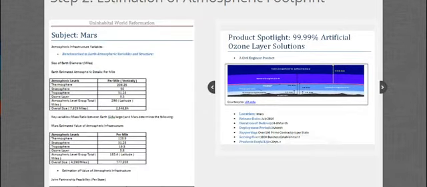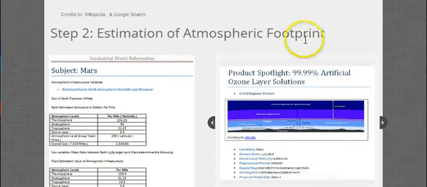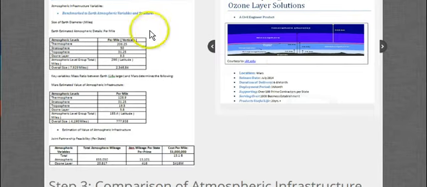We also took into consideration a huge factor, which is the atmospheric footprint, and we pretty much show our civil engineers the size at which the atmospheric gases need to cover over a given period of time.